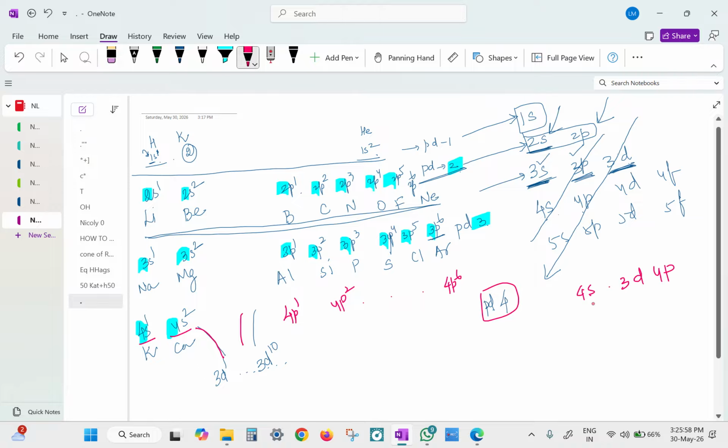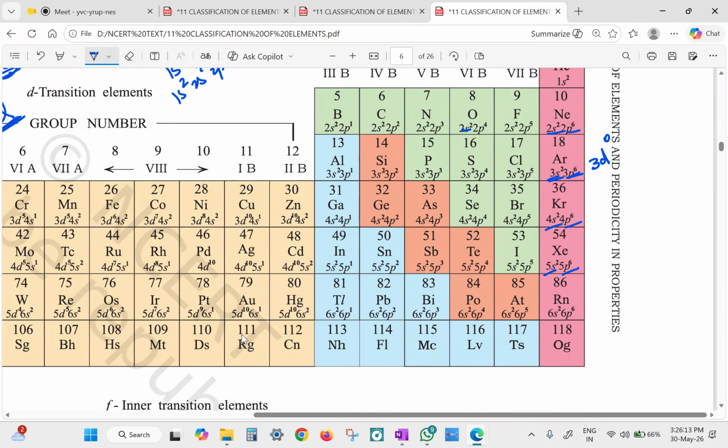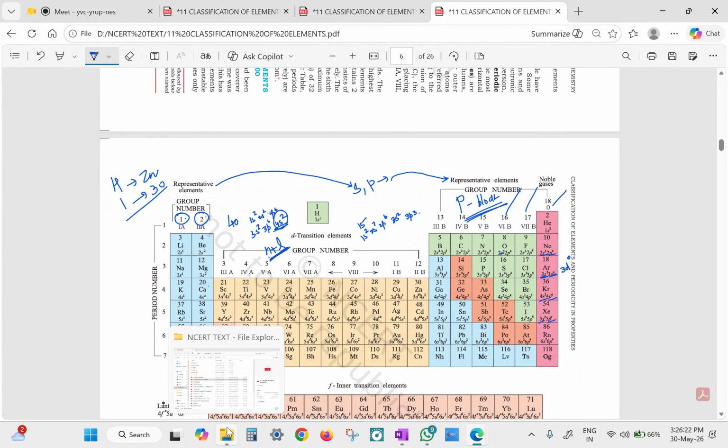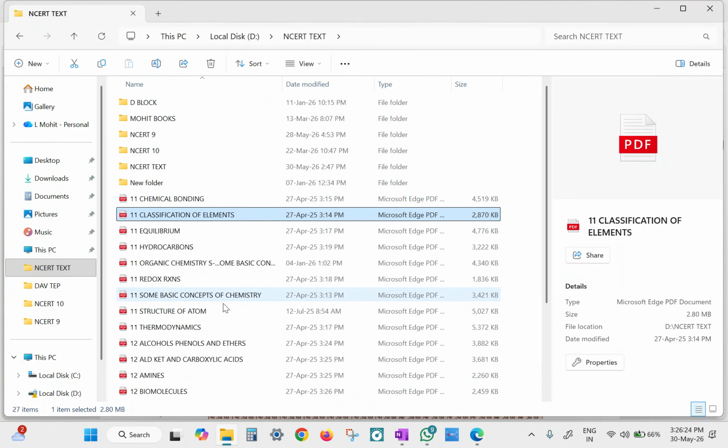Very good. So in 4s how many electrons? 2. In 3d how many electrons? 10. And in 4p how many electrons? 6. So the total number of elements in the fourth period will be how many? 18. Are you able to see that? Do you understand the arrangement somewhat now? Look at the arrangement.